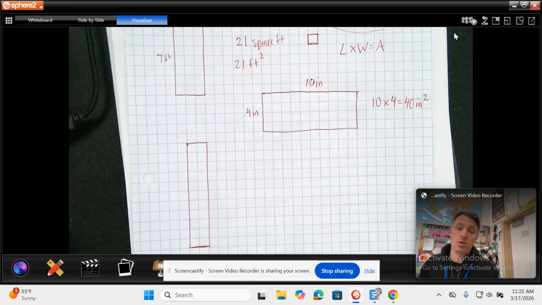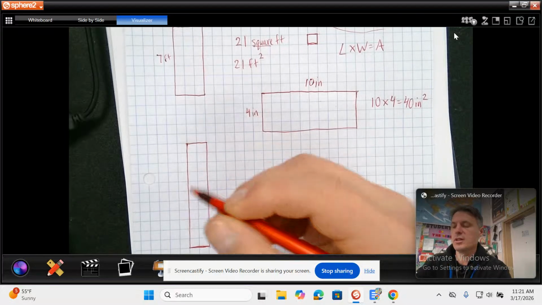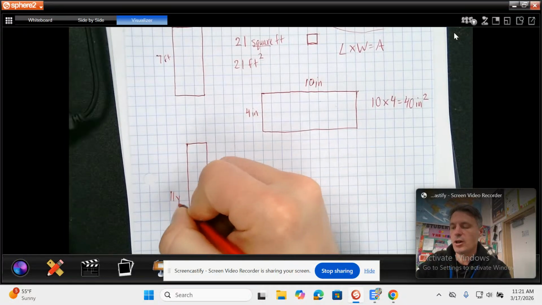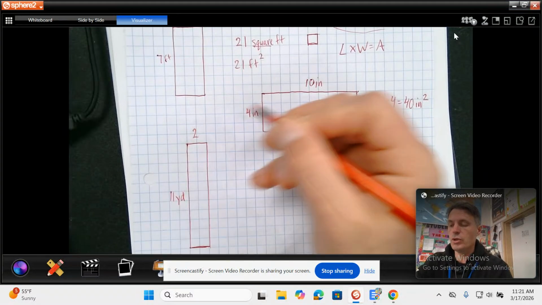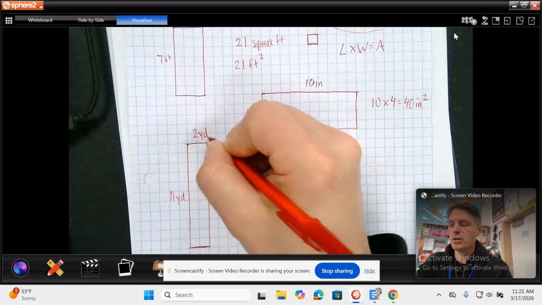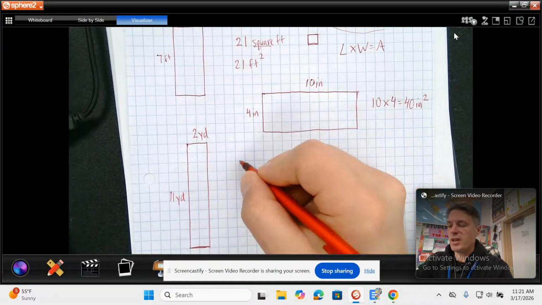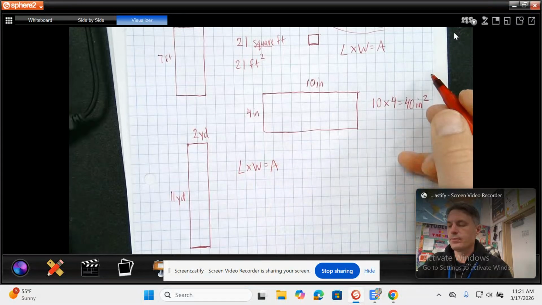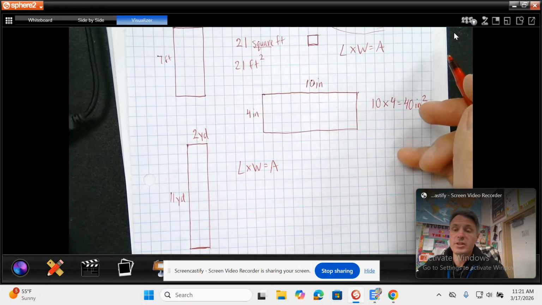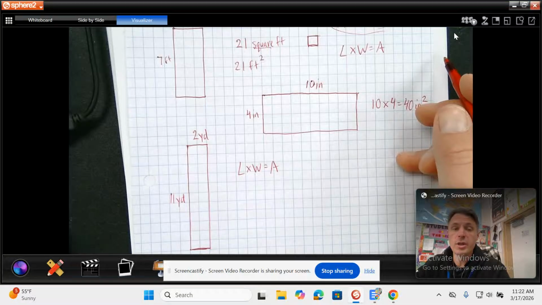Okay, how do we find the area of this rectangle? Well, we could count all the squares inside, or since we know it's 11 units long, let's just say it's 11 yards. Of course, it's not actually 11 yards. And since it's 2 units wide, let's say it's 2 yards wide. To find the area, we just do length times width equals area. It actually doesn't matter which one you see as the length and which one you see as the width. All you really have to do is just make sure you multiply both numbers together.